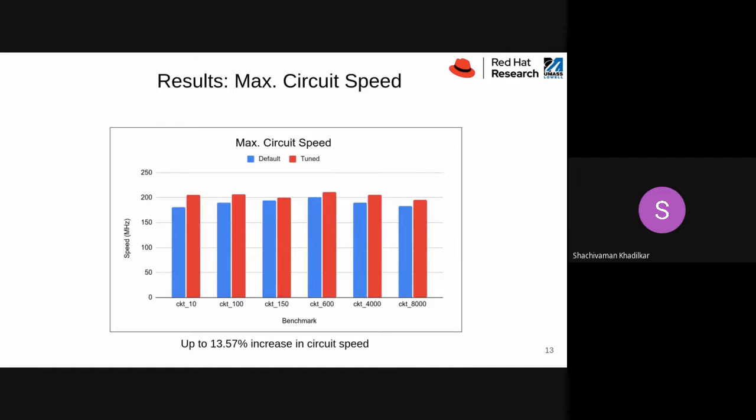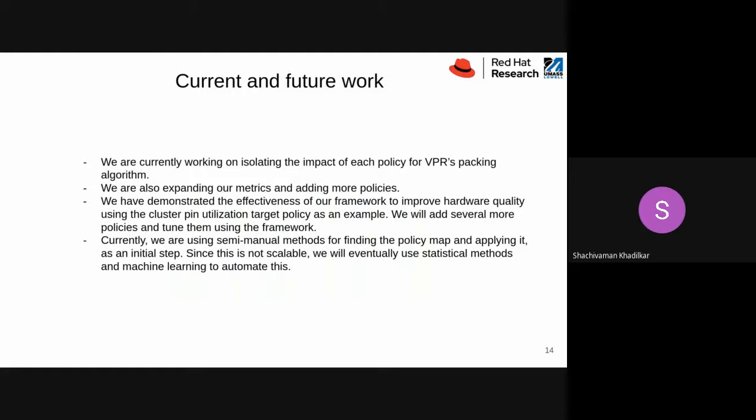Finally, we look at the maximum circuit speed, and we see an improvement in all cases. We observe a maximum improvement of 13.57%. There are cases for which VPR's default performs better than our tuned version, and this just goes to show that the algorithm policy needs to adapt with the input benchmark. So we want to learn the mapping and improve the outputs, which we can eventually automate.